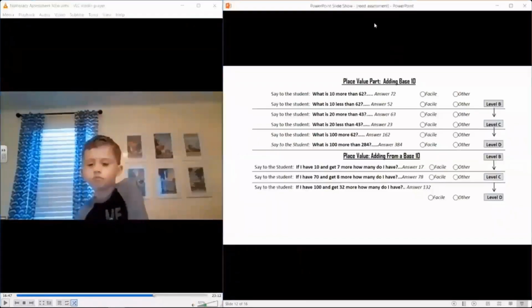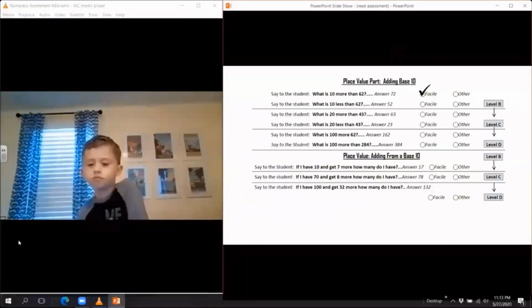Now, if you listen to what he did, he knew that. He knew it was 72. He didn't do any counting on or anything. And so this is to see if they understand place value, not if they can add 10. So if he started counting by ones, that would be considered other or a wrong answer, because we're just seeing, are they able to quickly apply the place value concepts or not?